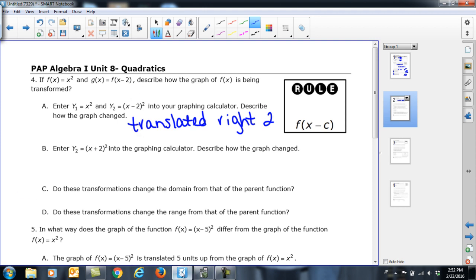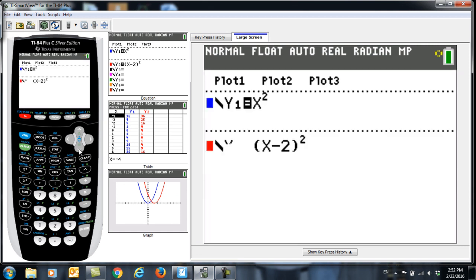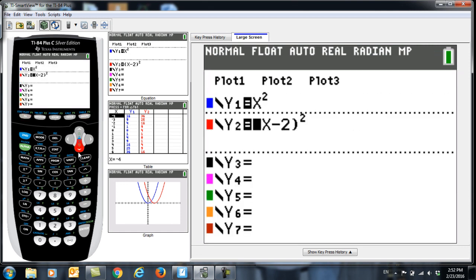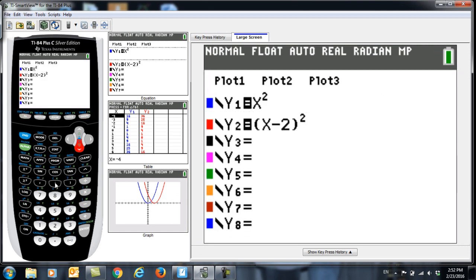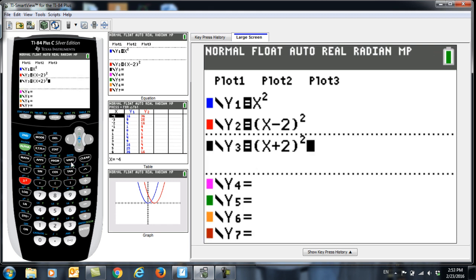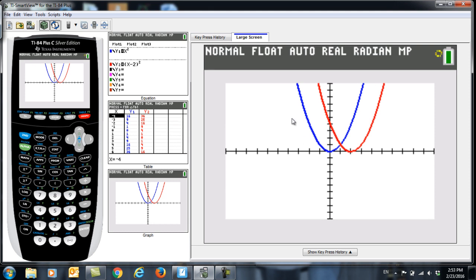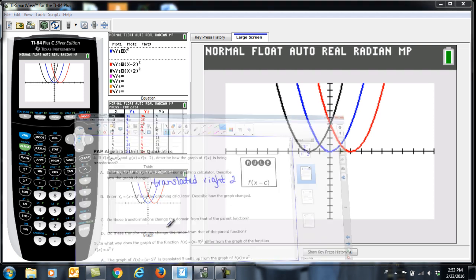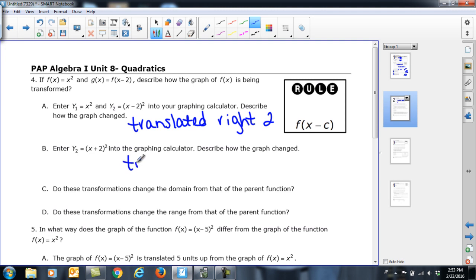So now let's do the x plus 2. I'll go to y equals, and again, I'll put this one in here so we can see all three at the same time. This time I have x plus 2, the whole quantity squared. And when I graph that one, I have my original two functions, and now this one has gone from the parent function to the left. So now when I put that plus 2 in the quantity and square it, it translates it to the left that many units. So this one went to the left 2 units.